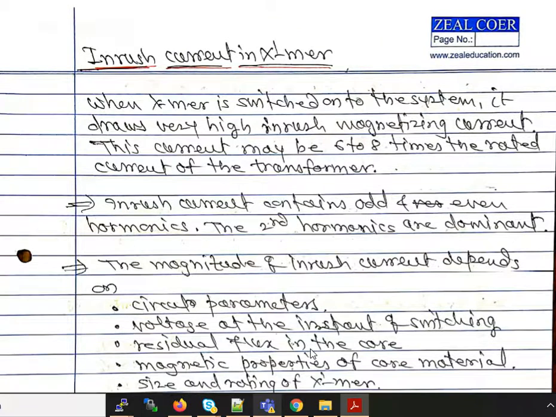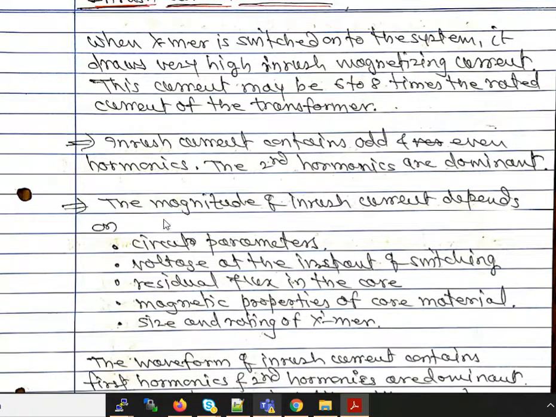Now here, when an unloaded transformer is switched to the system, it draws very high magnetizing current. This current may be 6 to 8 times the rated current, and therefore very high magnetizing current is on the primary side whereas the transformer is unloaded, and therefore differential protection operates in response. Now let us see the magnitude of inrush current depends on the following factors: the circuit parameters, voltage at the instant of switching the transformer, residual flux in the core, magnetic properties of the core material, size or rating of the transformer.